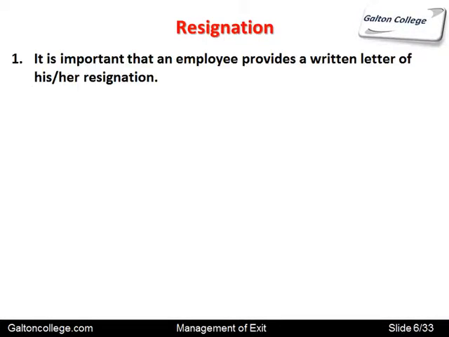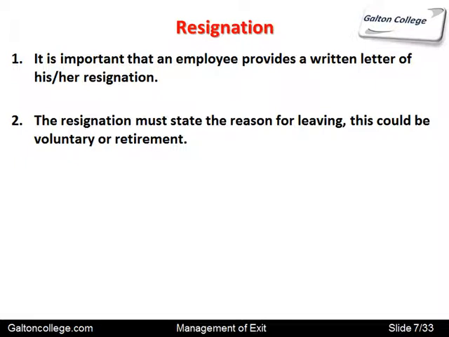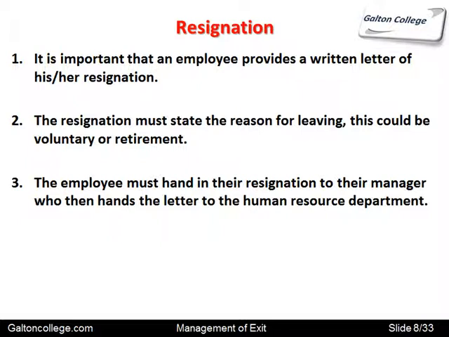Let's take resignation. It's important that an employee provides a written letter of his or her resignation. It's important that the person resigns appropriately, resigns officially. And to do that, a letter of resignation is normally required. The resignation must state the reason for leaving. This could be voluntary or it could be retirement. But some reason for leaving is normally stated, or should be stated, in the resignation letter.